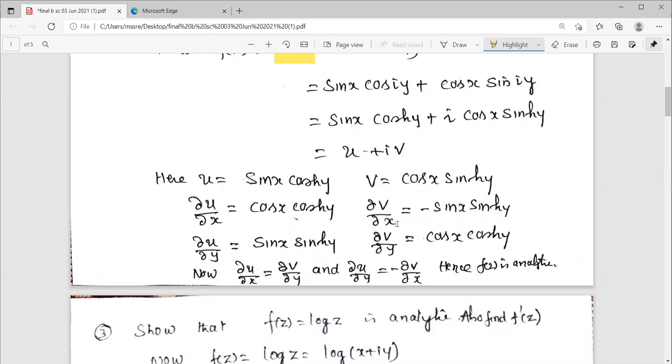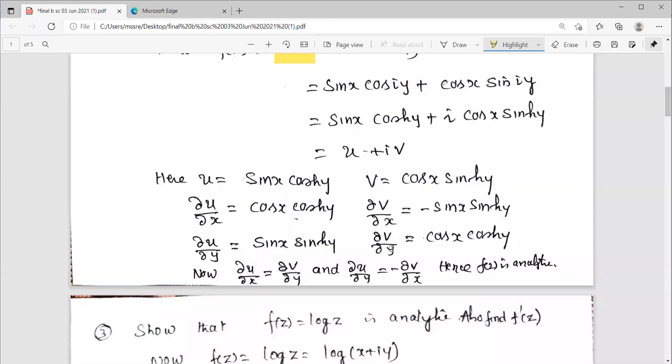Delta v by delta x, keeping y constant here. Differentiation of cos x is minus sin x into sin hyperbolic y, because sin hyperbolic y is constant while differentiating with respect to x. And partial derivative of u with respect to y is sin x into sin hyperbolic y. Remember, you are differentiating with respect to y, keeping x constant. So it is sin x into differentiation of cos hyperbolic y, which is sin hyperbolic y.